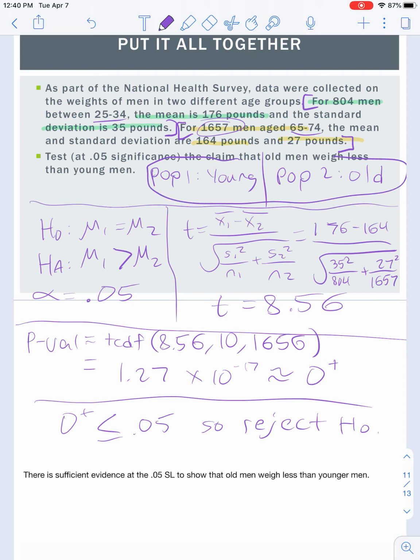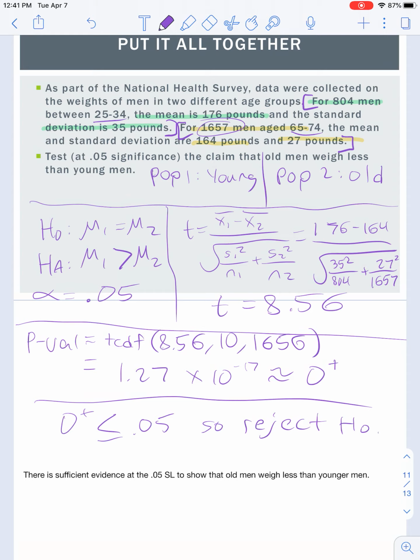Now, this first step is actually really important. I set up which population's which. I called the first population the young and the second the old. The reason I did that was just because they presented the younger information first and then the older, so I like to take what information I have first and call it population 1. You could flip-flop here, and then everything would be opposite until the end, and you would get the same conclusion.